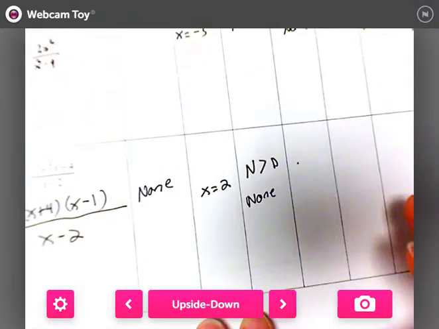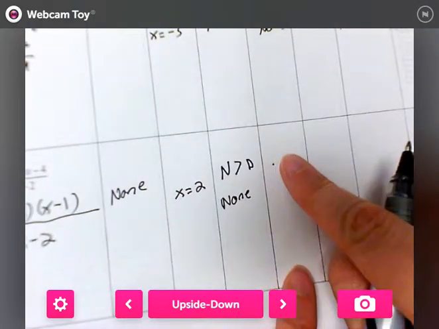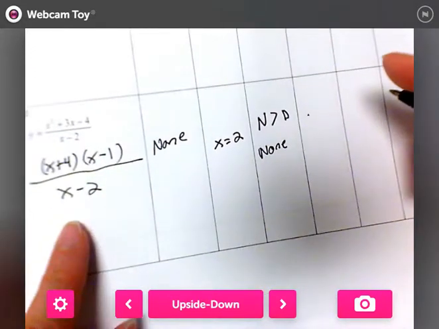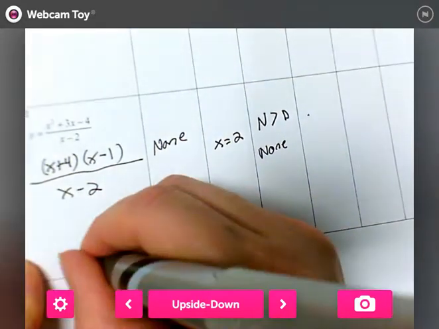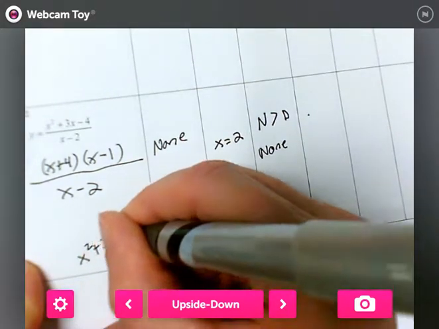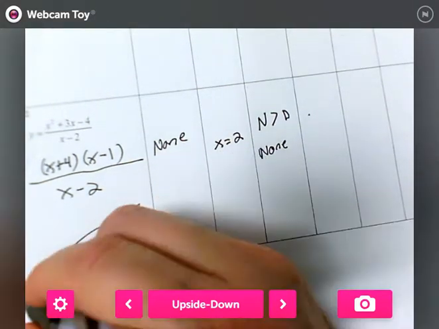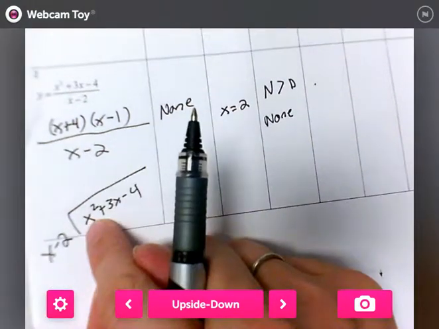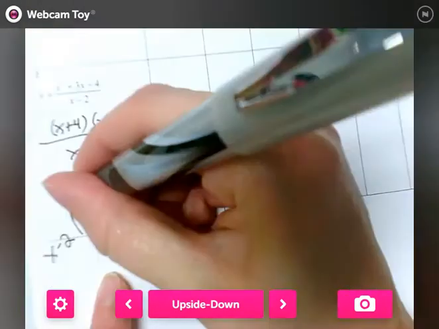Okay? Now we have an oblique asymptote. So we're going to actually have to divide this. I'm going to do that right here so I have enough room. I've got x squared plus 3x minus 4 divided by x minus 2. X times what gives me x squared? X. Okay, so I've got x.